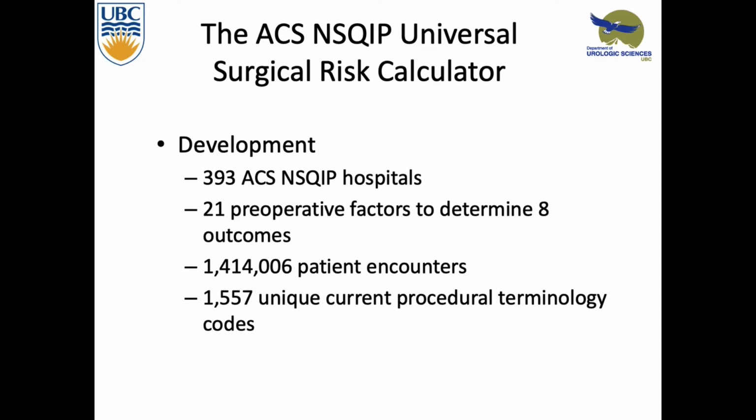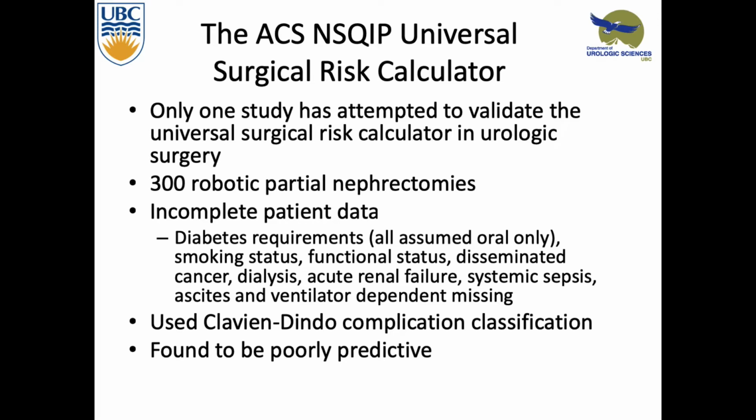It was developed in 393 hospitals. 21 preoperative factors determine 8 outcomes, and there were over 1.4 million patient outcomes. Every procedure is stratified based on code. So cystectomy with ileal conduit would be one, cystectomy with urinary diversion is one, cystectomy without lymph nodes is one. So they do really try and break it down.